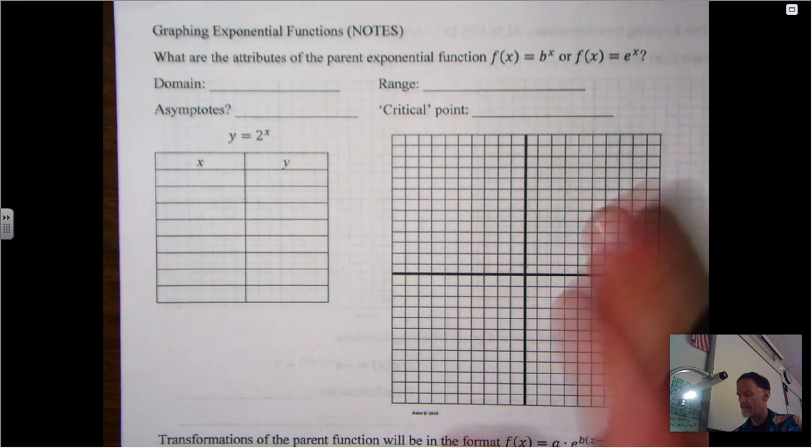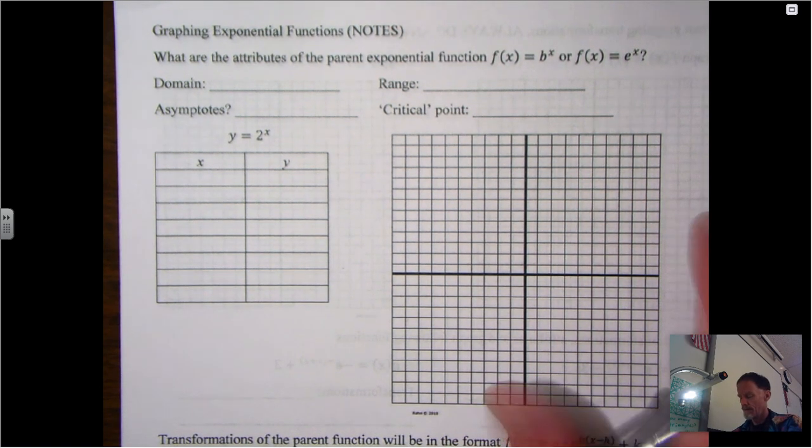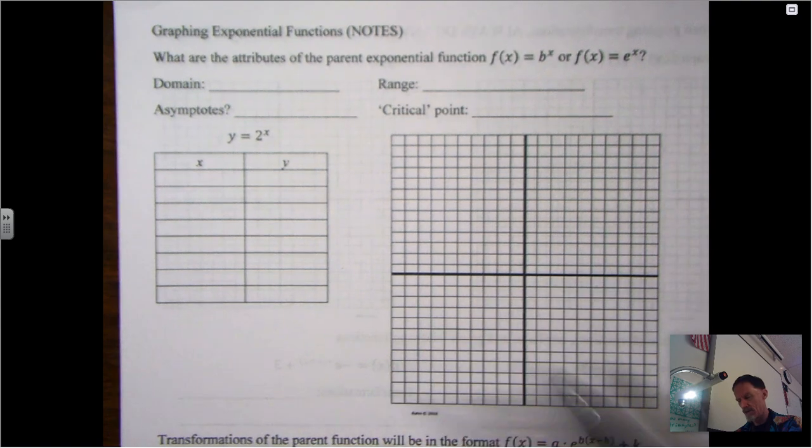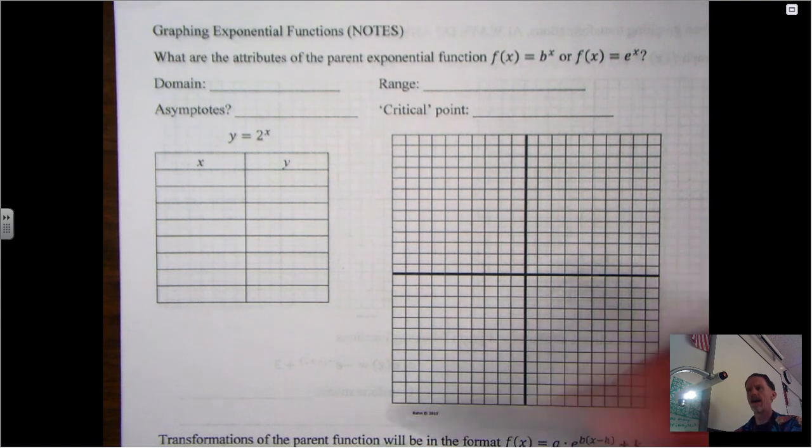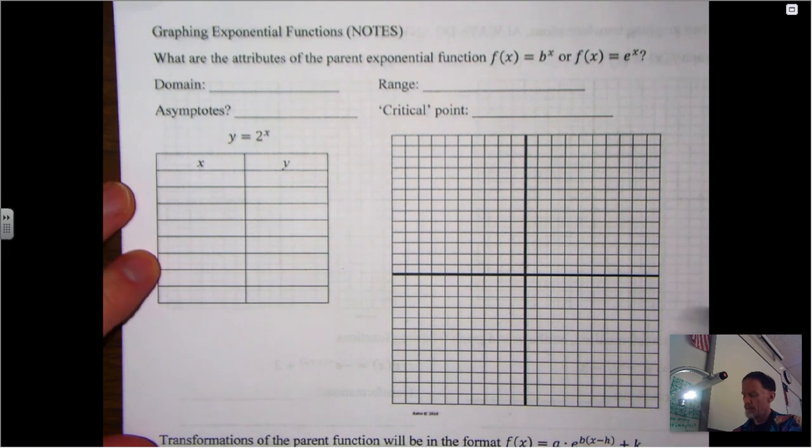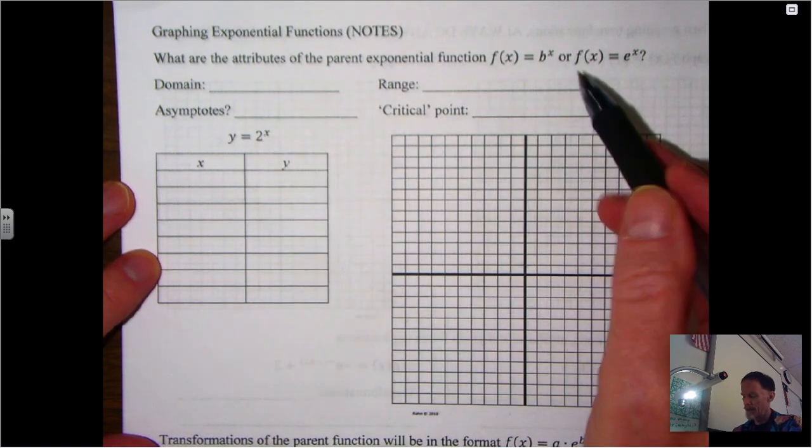We'll get into the definition of logarithms and exponentials and their relationship. We'll do that in a couple of days, but for now we're just going to be graphing and looking at the transformations and kind of refreshing our memory on that. So let's talk about the parent function of the exponential.